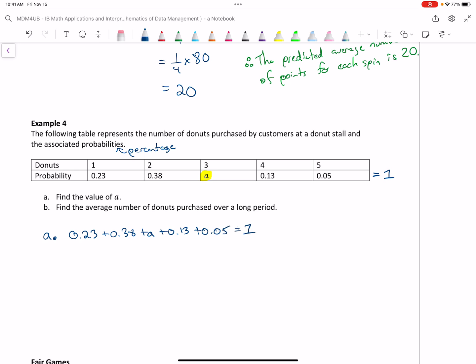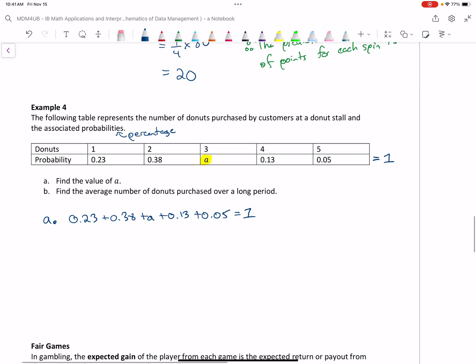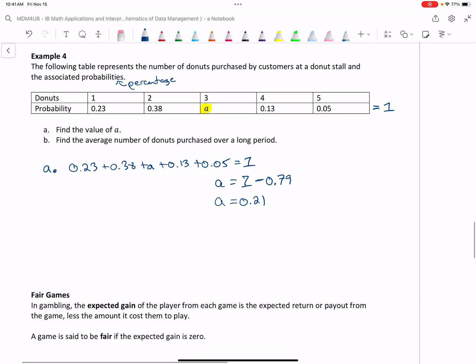I know it's going to be 1. And so you can just rearrange this. So A is equal to, and I'll just do this kind of quickly, and all of those add up to 0.79. So that makes A 0.21. So 21% chance that someone purchases 3 donuts.